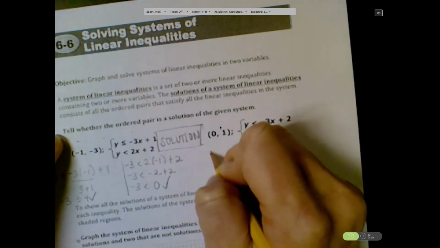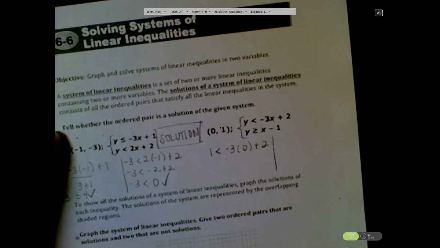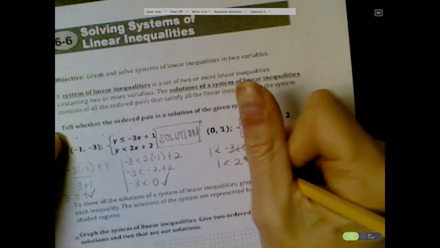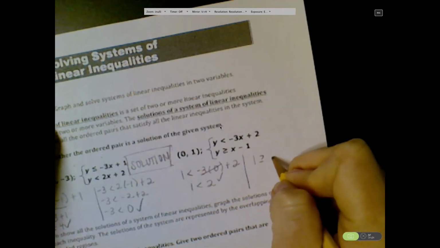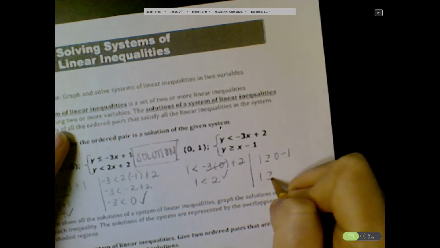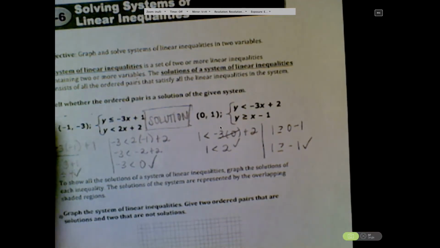Exact same concept on the second example. What are we plugging in for x? 0. And for y? 1. Okay, so that would be 1 is less than -3 times 0 plus 2, or 1 is less than 2. Is that true? Yes. Okay, let's try the second one. 1 is greater than or equal to 0 minus 1, or 1 is greater than or equal to -1. True? Okay, so is it a solution? Yes.